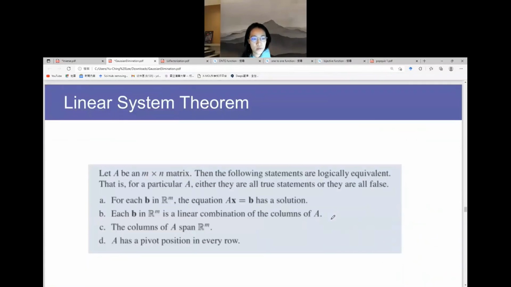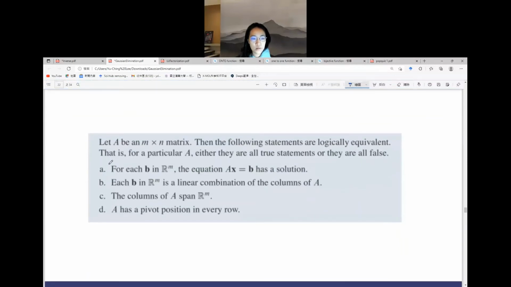So okay, now the following statements are logically equivalent. Equivalent means that they are all true or all false. It's similar with the invertible matrix things. Statement A states that the equation Ax = b has a solution. It's equivalent to say that each vector b is a linear combination of the columns of A.